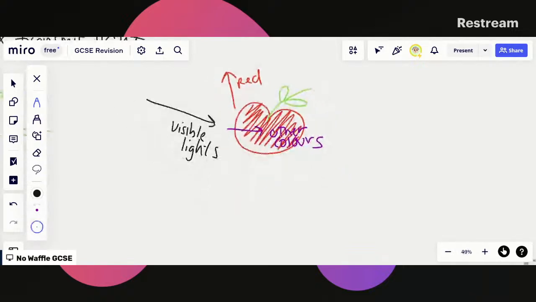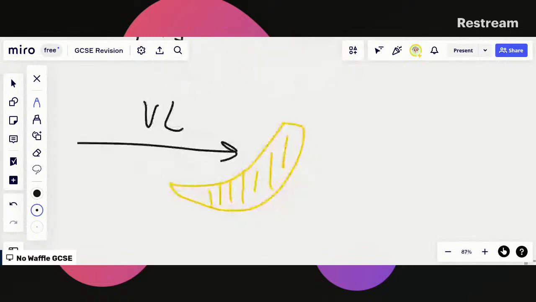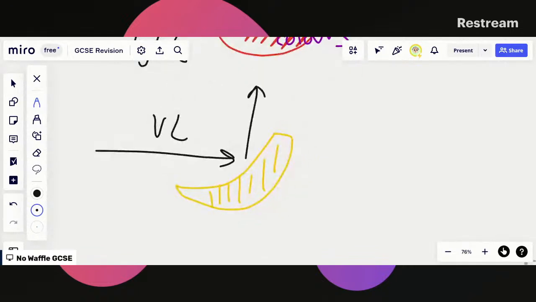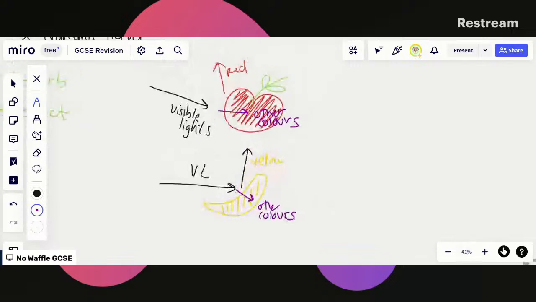Same thing as, say, if you had a banana, and this banana was obviously yellow. So if you had visible light that hit this banana, what would happen is the color that would most strongly be reflected out would be yellow, and the colors that would be absorbed would be all of the other colors in visible light.